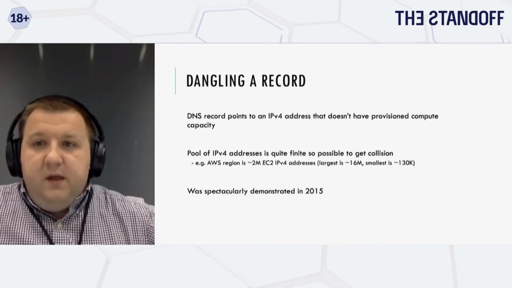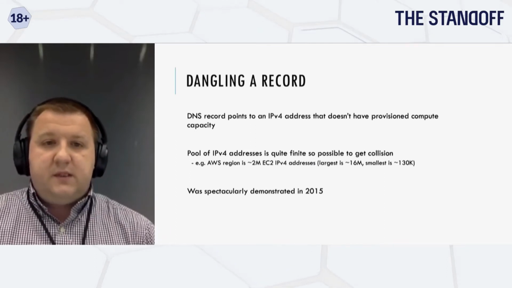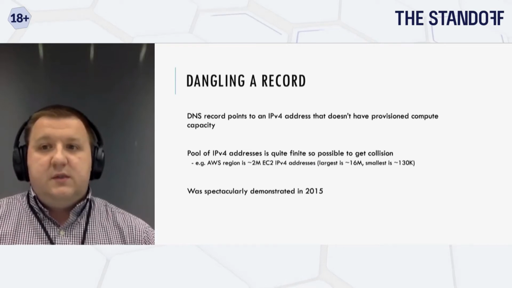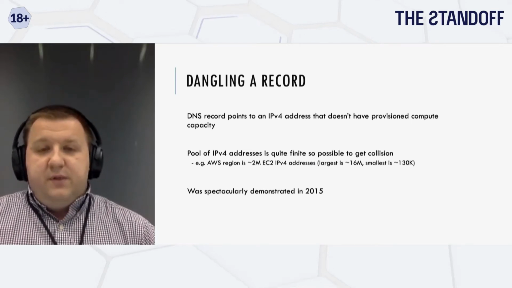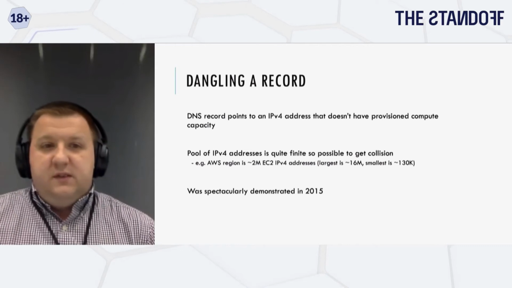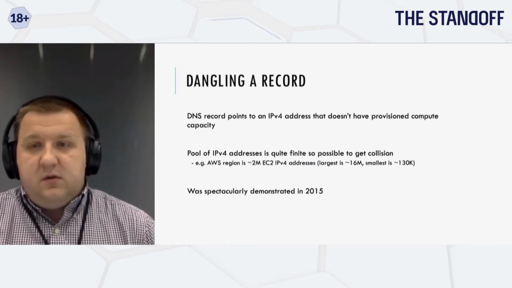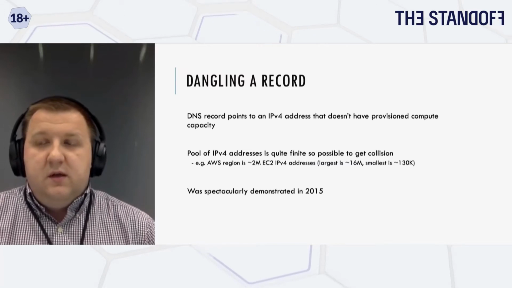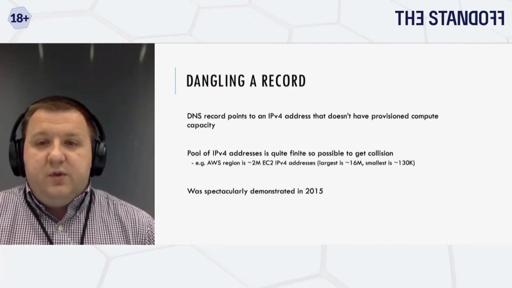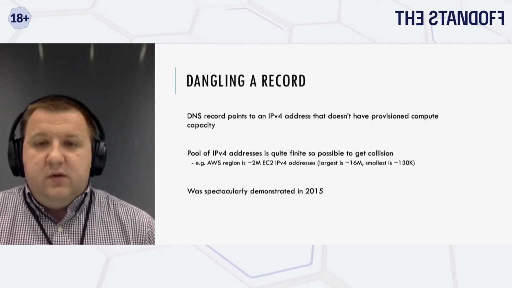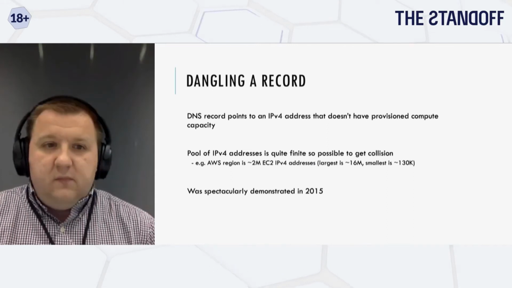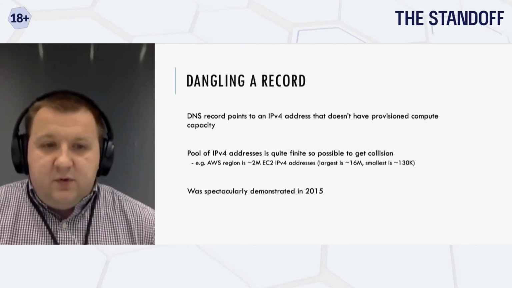Now let's look at a classification of dangling records. Dangling A record is probably the simplest class. It happens when there is an A record in a DNS which points to an address not being used, and the resources associated with it have been deprovisioned and deleted.